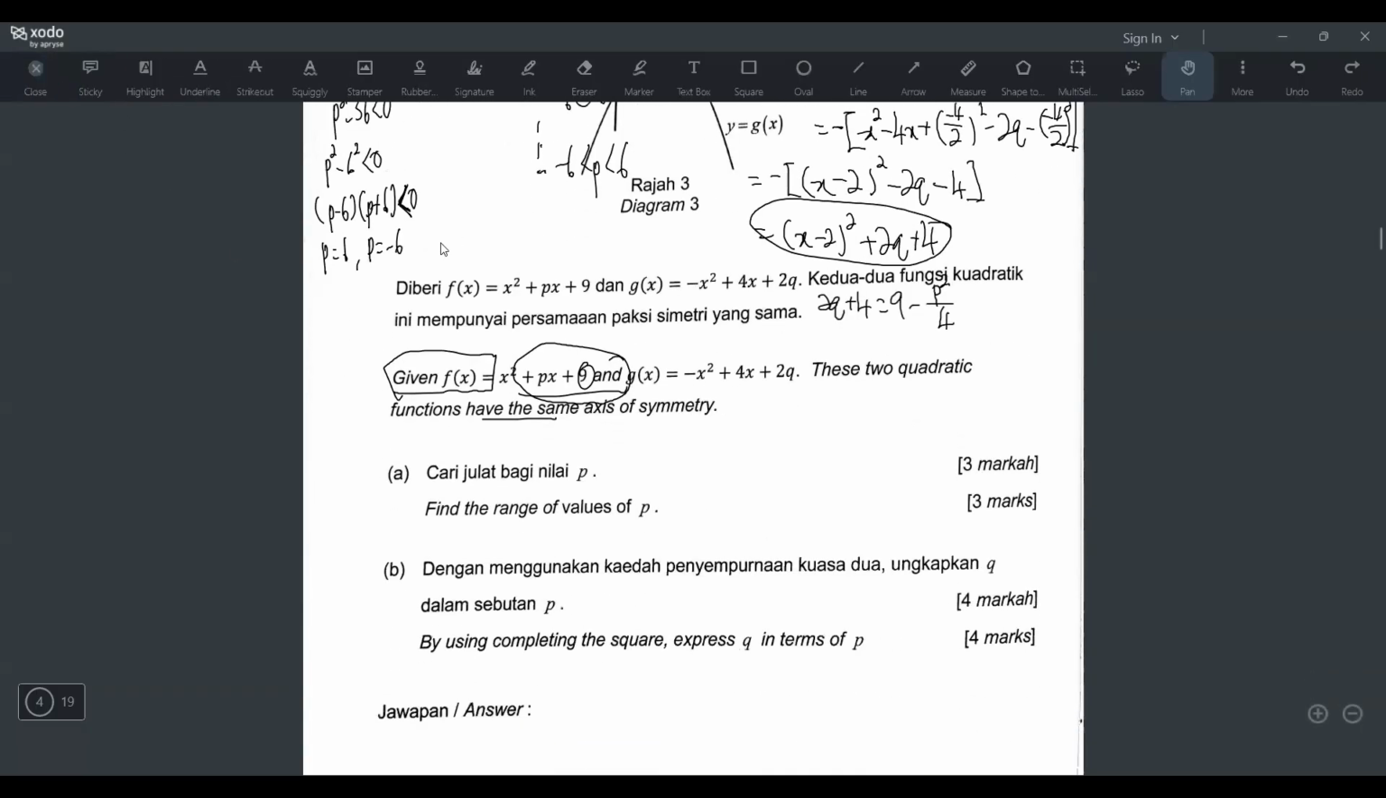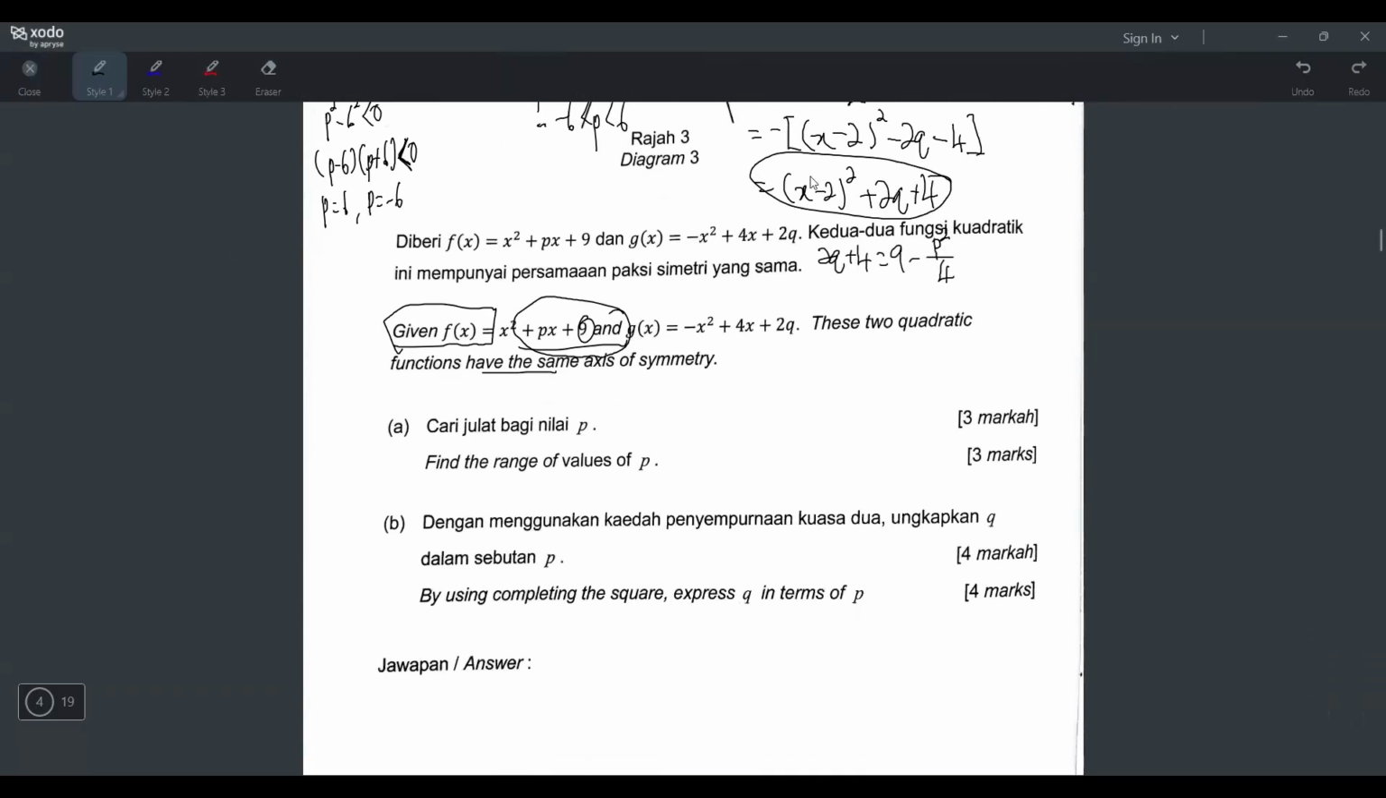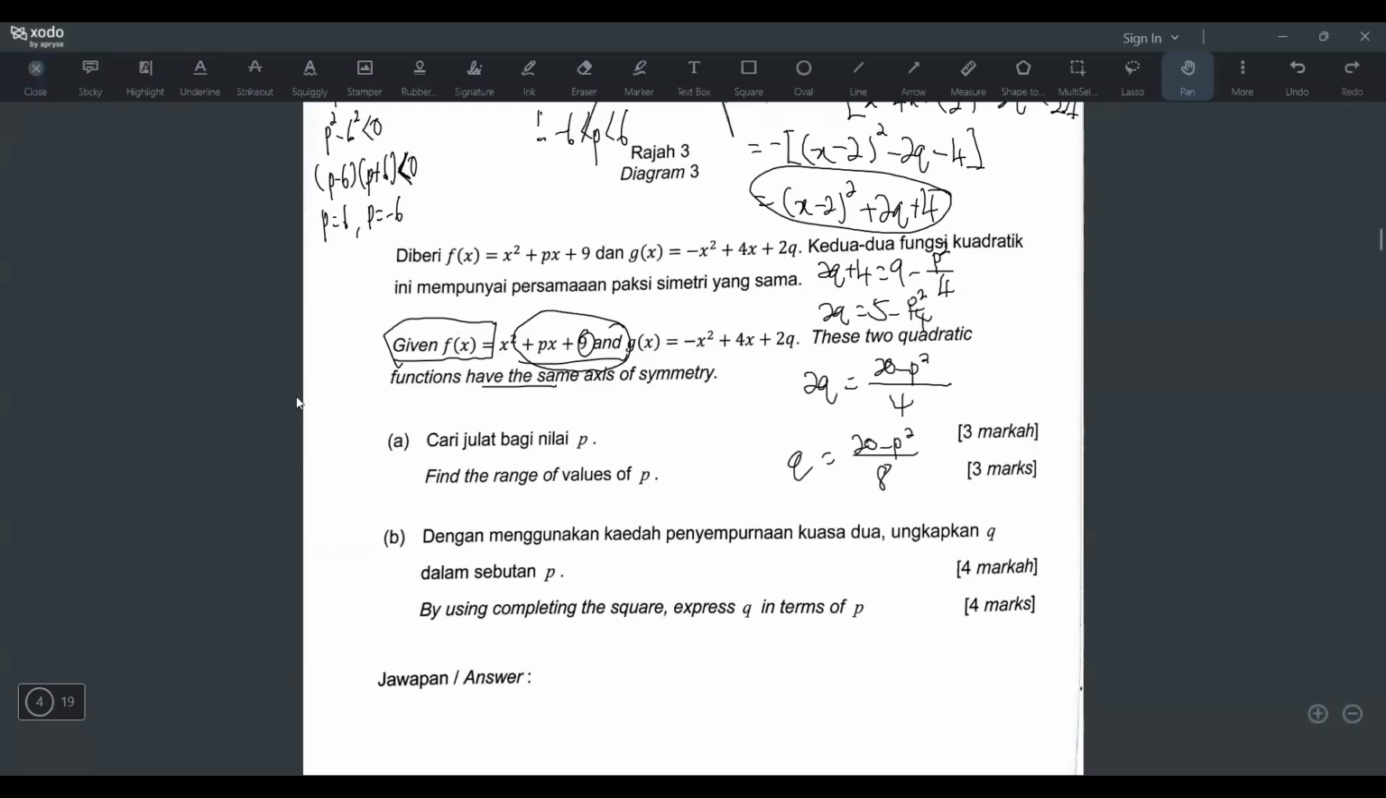Okay, hope you understand. Now we just have to move things across to make q the subject. So first I will move the 4 first. So it becomes 9 minus 4, 5 minus p squared over 4. Okay, before I move the 2, I will try to make this into a single fraction. And how do we do that? 5 times 4, 20 minus p squared over 4. Okay, now I move the 2, it becomes divide. When you divide, you take the denominator times 2, which is 8. So your answer is 20 minus p squared over 8. Yeah, that's all. That's how you do it.